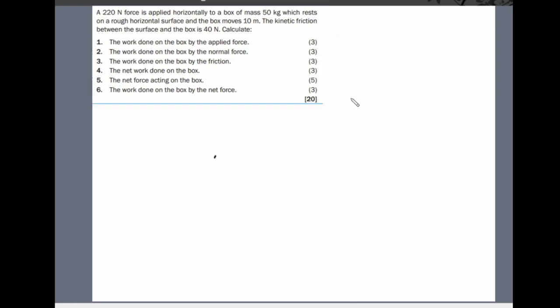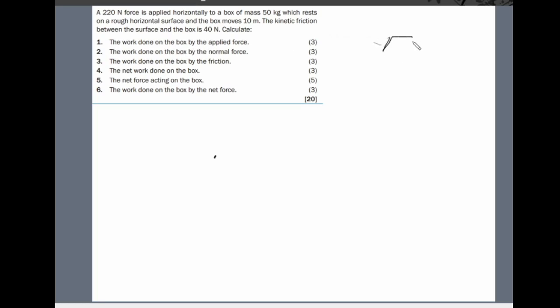Okay, so a 220 Newton force is applied horizontally to a box of mass 50 kg which rests on a rough horizontal surface and the box moves 10 meters. The kinetic friction between the surface and the box is 40 newtons, and they want us to calculate the work done on the box by the applied force, right?